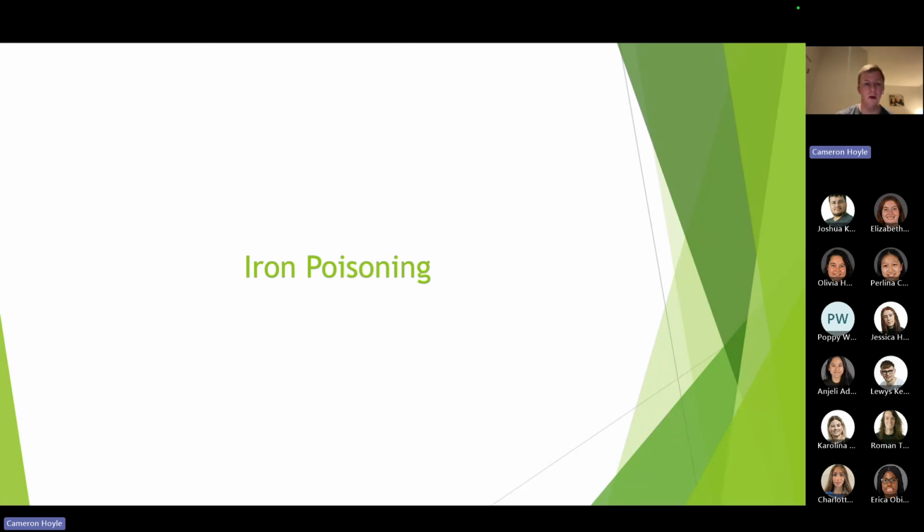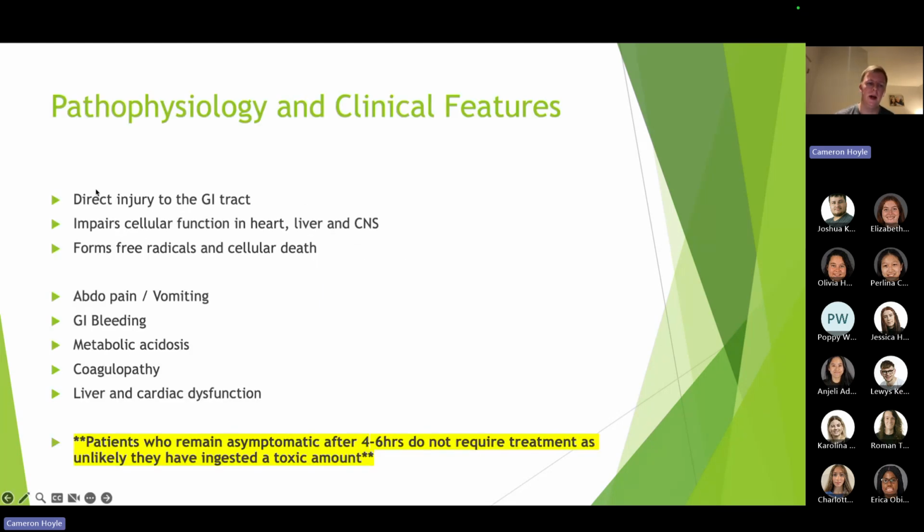Iron poisoning, again, another important one that comes up in exams. This causes problems for a couple of reasons. So you get direct injury to the GI tract, so you can get things like GI bleeds, ulcerations, but it also then impairs the cellular function of the heart, liver, and central nervous systems by forming free radicals, leading to cellular death. So you get this metabolic acidosis, GI bleeding, you can get coagulopathy, cardiac arrhythmias. So it's not a nice drug at all in overdose.